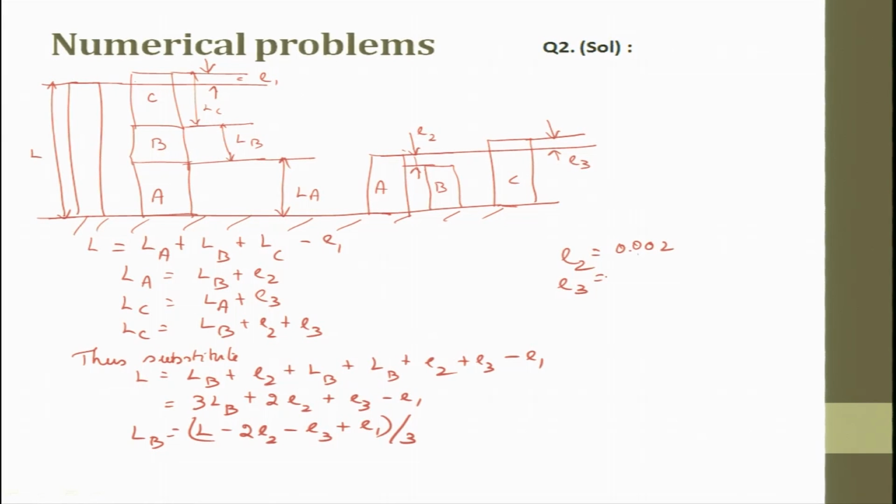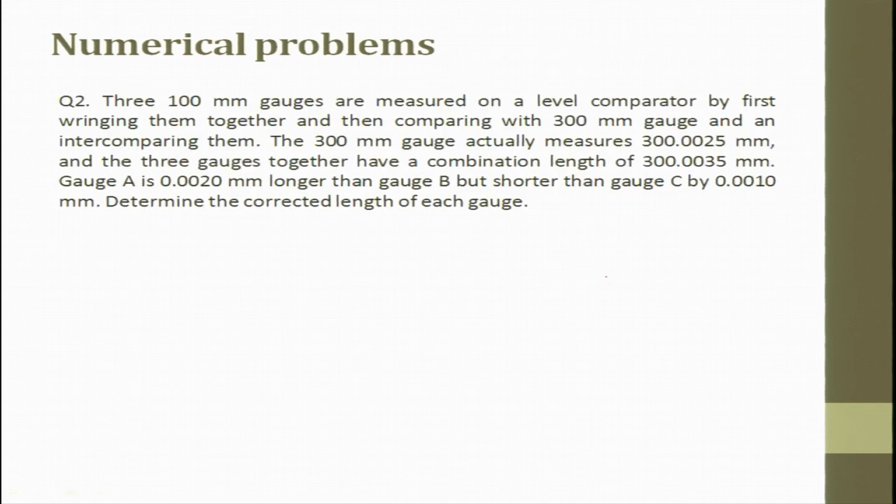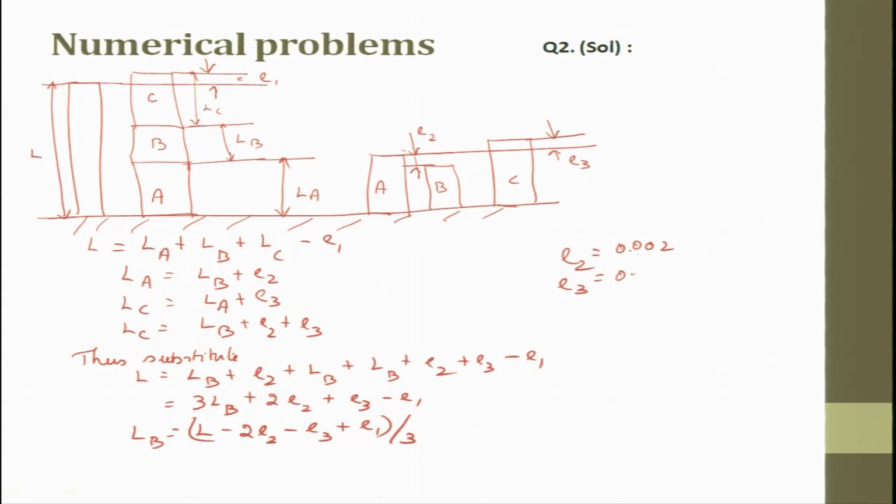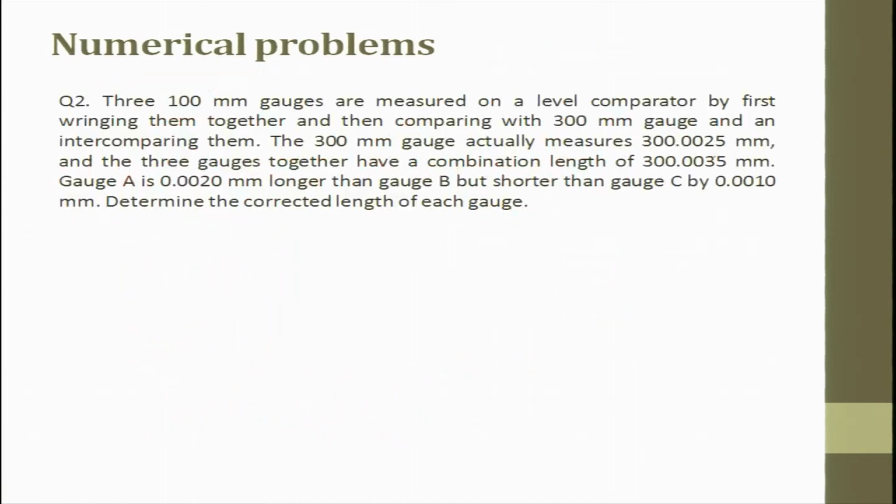E3 is something taller than E1, right. So, how much was it taller? It was 0.001. And what is your E1? E1 in the problem is, the 300 gauge actually measures 0.00325. So, this is going to be your E1.